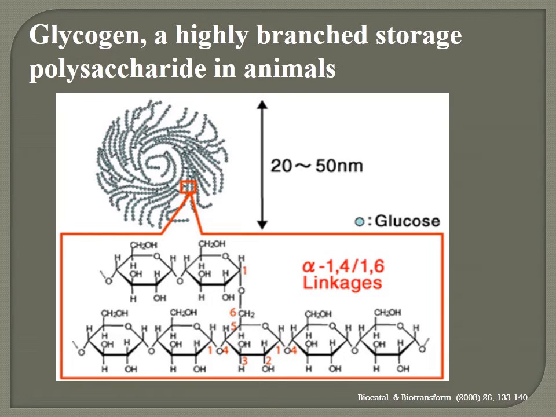And this is how, by the action of glycogen synthase and by the branching enzyme, glycogen, a highly branched storage polysaccharide in animals, is formed, which has a diameter of around 20 to 50 nanometers and can have up to 120,000 glucose residues, and it is stored as granules in the cytosol.